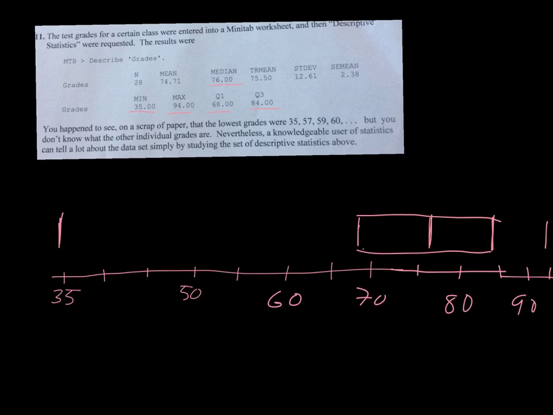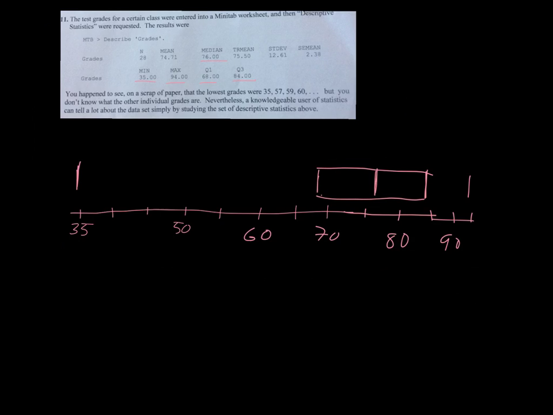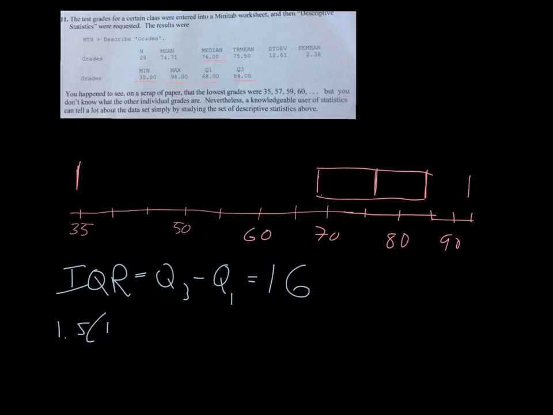The reason why is I need to do my calculations for my outliers, which means I have to remember the formula. What I first do is find the IQR. IQR is equal to Q3 minus Q1, so that would be 84 minus 68, which is 16. Then I take 1.5 times the IQR. So 1.5 times 16 is 24.